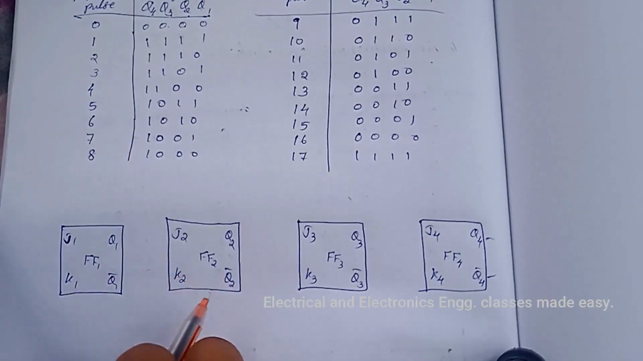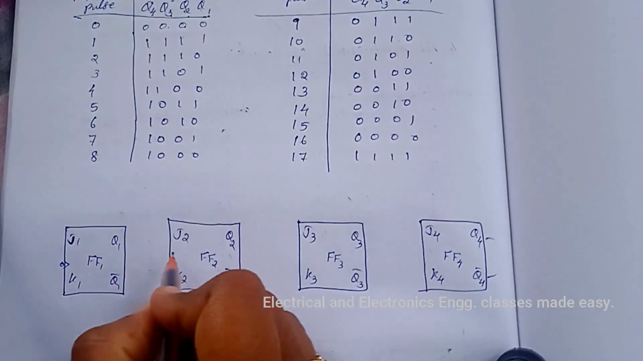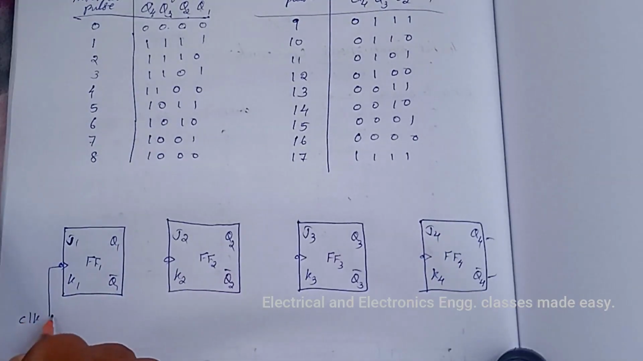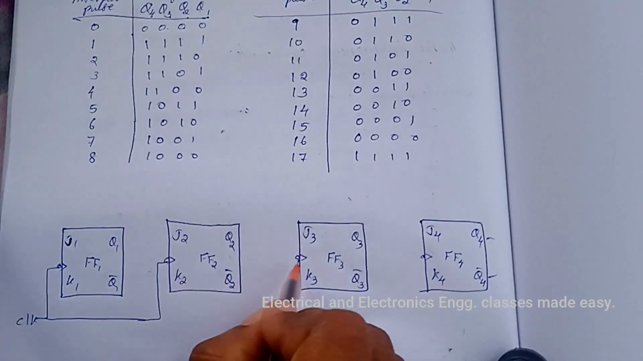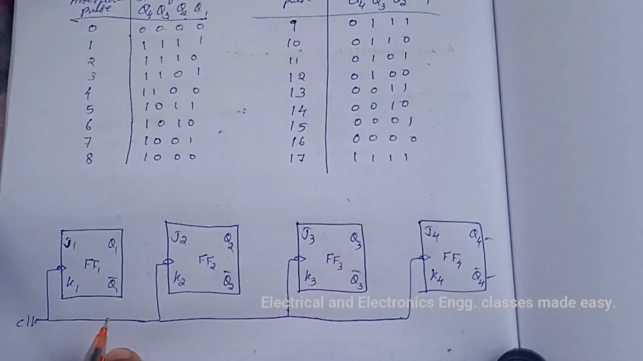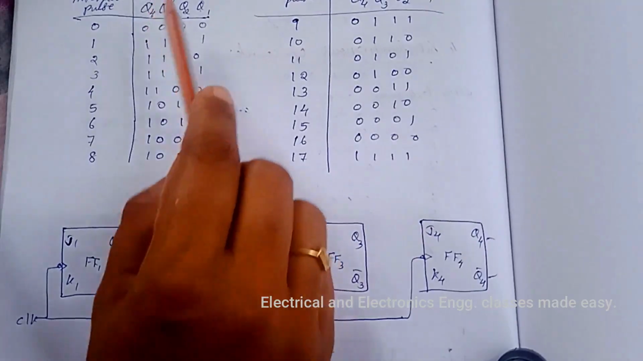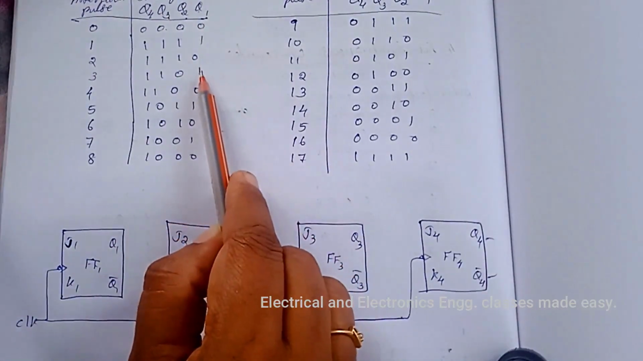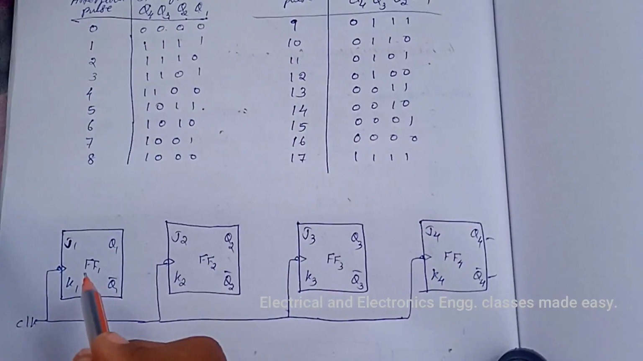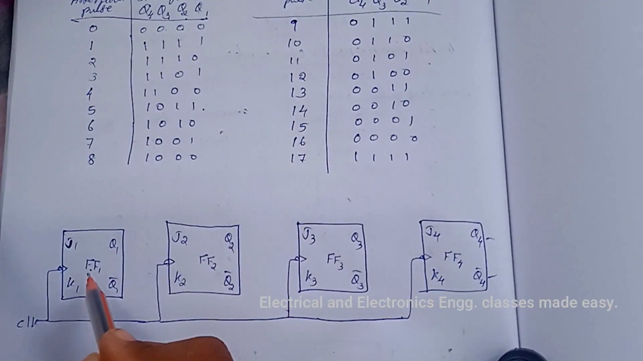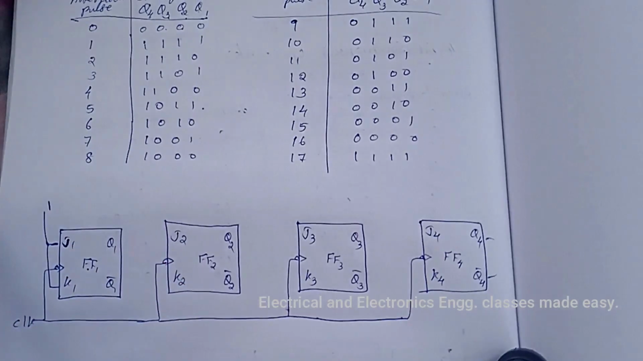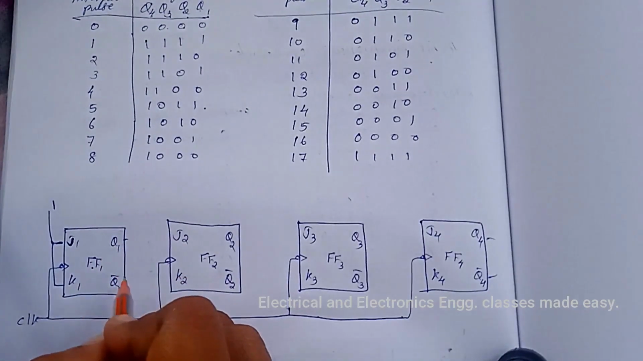So here JK flip-flop is used. And in synchronous counters, the clock input is given simultaneously. So this is the clock signal, and it is given simultaneously like this. Now observing the counting sequence, the Q1 changes for each clock pulse. That is, the first flip-flop should be in toggle mode. For that, JK input should be given as 1, so it will be in toggle mode.